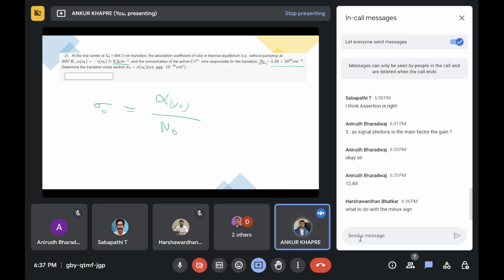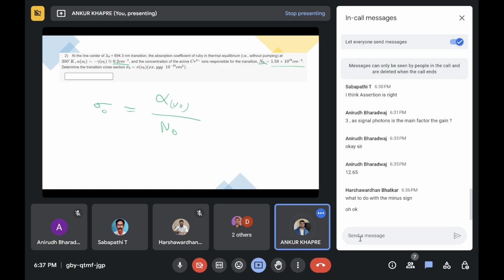Which minus sign are you talking about? No, it's alpha V naught, it's not minus. It's positive only. That is given in the gamma value. You guys just calculate. Yeah. 8.5.